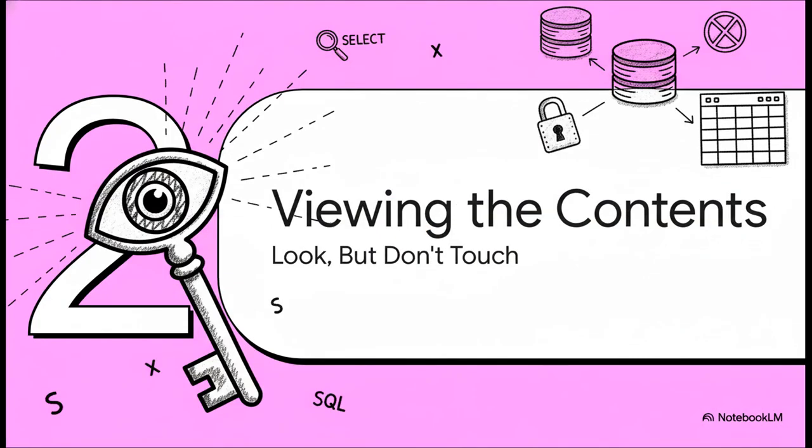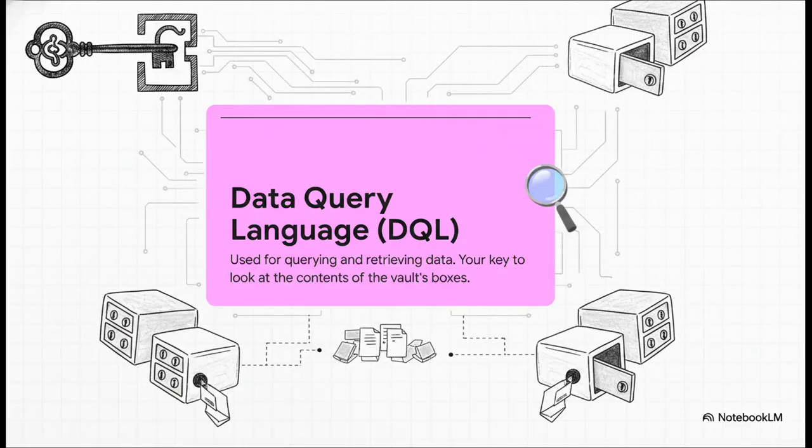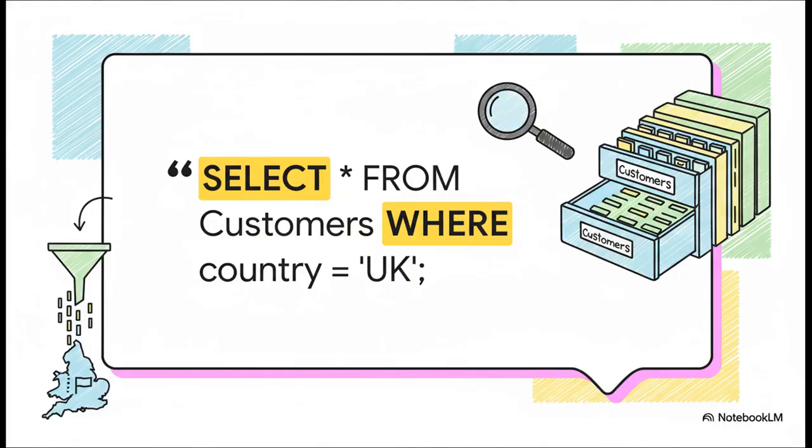So, first things first. Before you can manage anything, you've got to be able to see what's even in the vault, right? This is the most basic, fundamental thing you can do. Just looking. You need a key that lets you peek inside, but not necessarily touch anything. And that key has a name. It's called the Data Query Language, or DQL for short. Its whole purpose in life is just to ask questions and pull back data. So think of it as your special key for just looking at the contents of any box you're allowed to open.